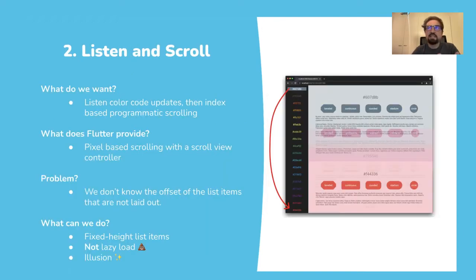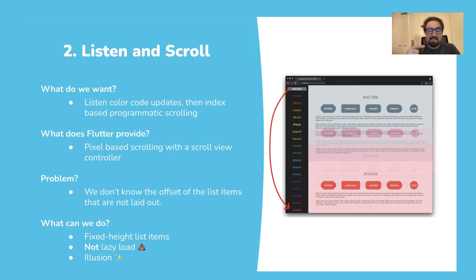So in the single page demo app, we listen for selected color code updates and scroll to the corresponding section. And Flutter provides pixel-based scrolling instead of index-based scrolling. As a result, when we want to programmatically scroll to a section, we need to provide the target scrolled section in pixels. And there is a problem here. So what is the problem here? The problem is with lazy loading.